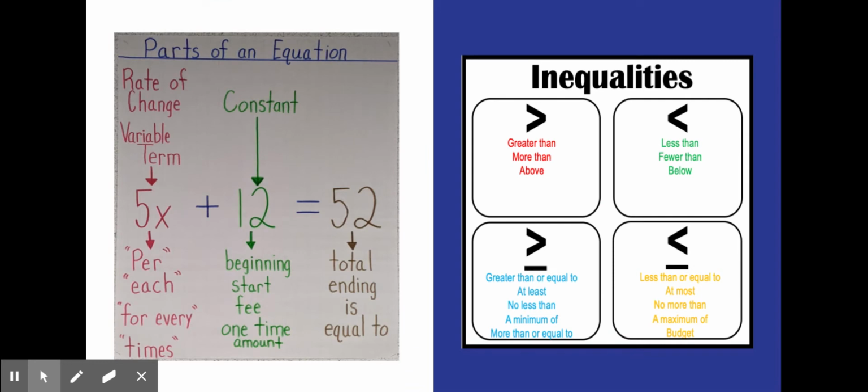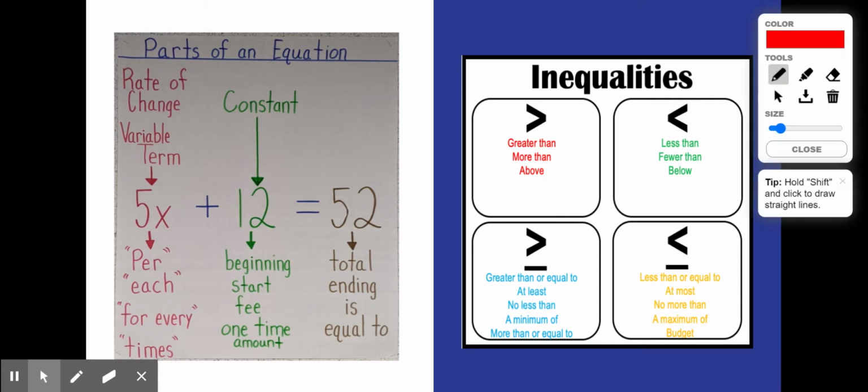As I said, writing an inequality is just like writing an equation. So let's review that real quick. When you write an equation, remember you are looking for your variable term, which we also call the rate of change. And when we do that, we look for words like per, each, for every, or it might say times, like 5 times something.